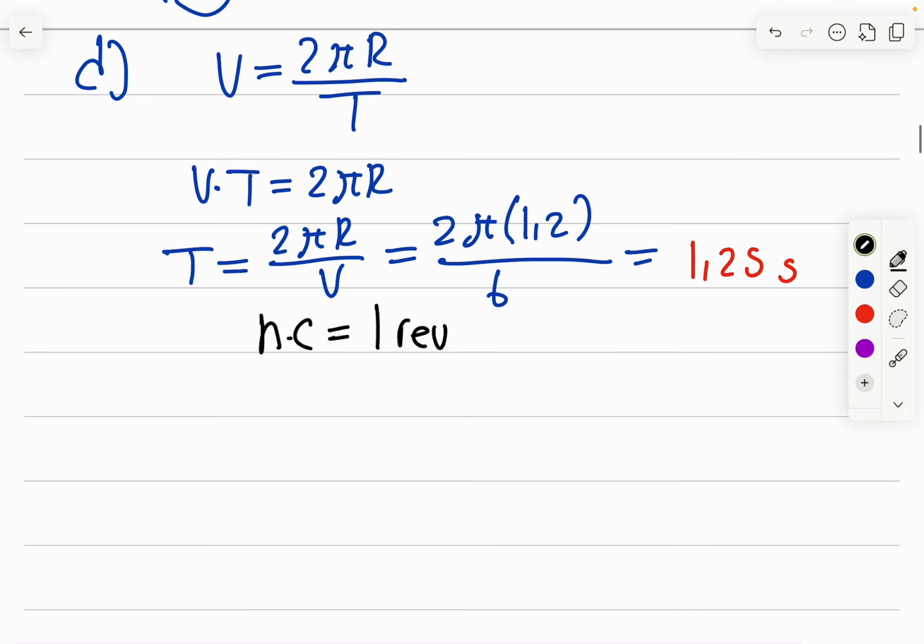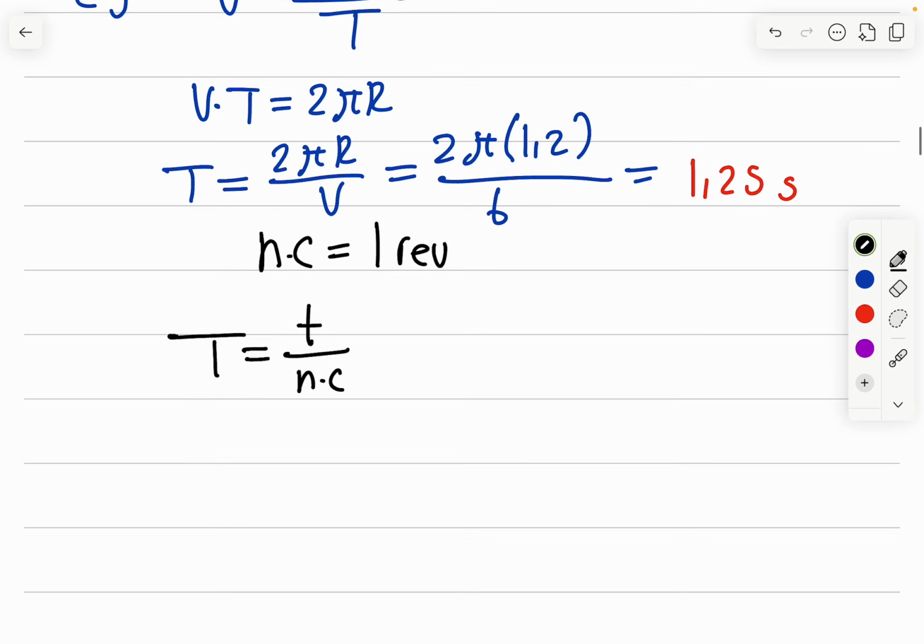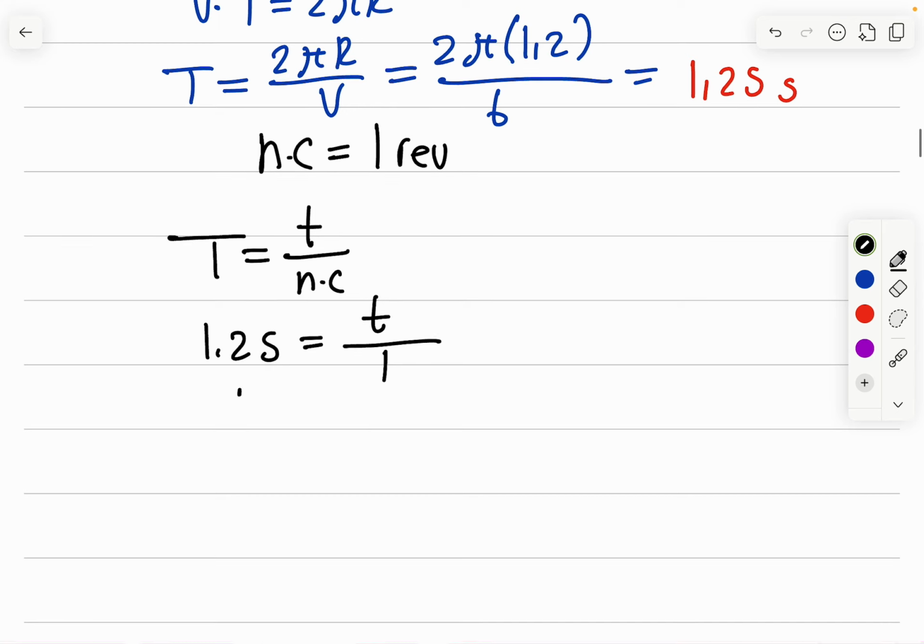So we know the period equals time divided by the number of cycles. Our period is 1.25. They want the time. The number of cycles is 1. Meaning our period, our time, is going to be 1.25 seconds. This is your final answer.